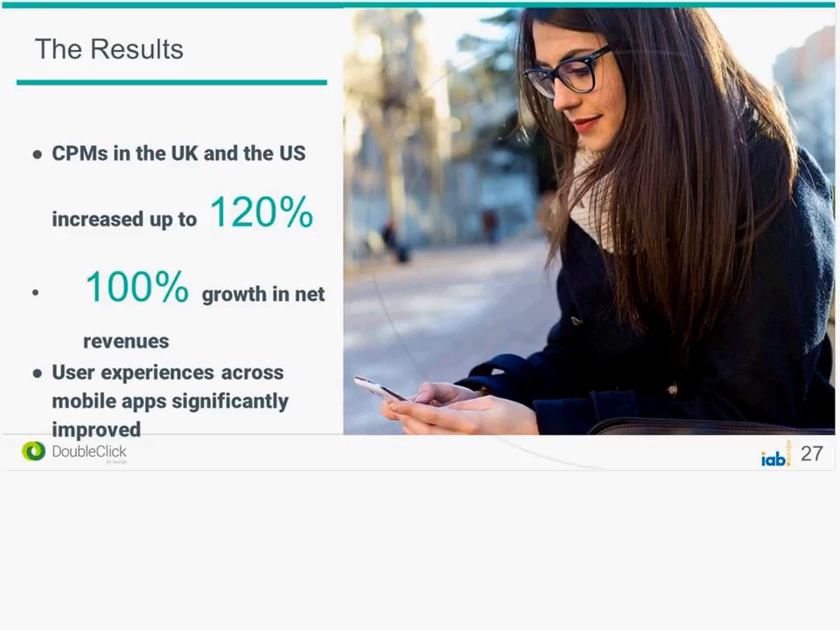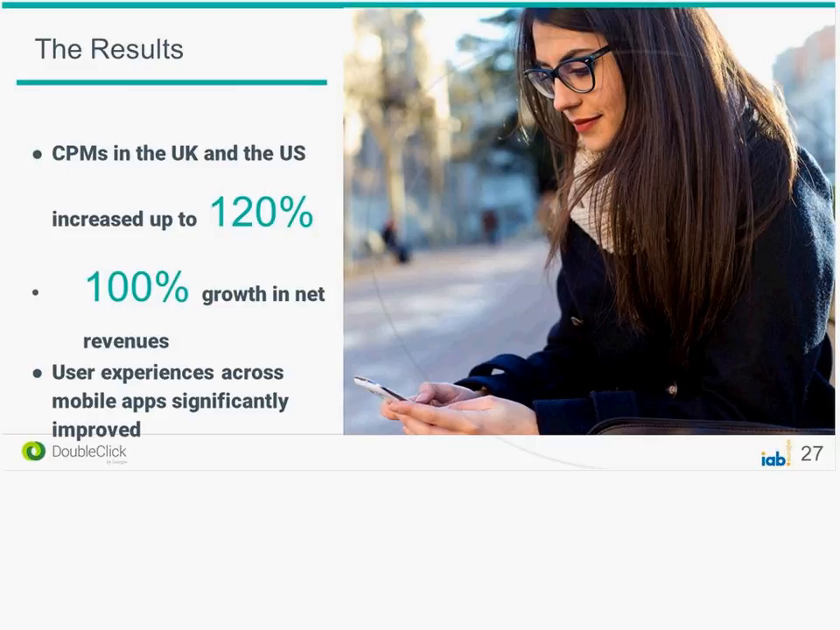Well, you ask then, what were the results? Trovit was very happy with the results. They were able to achieve 120% growth in their mobile CPMs in the UK and the US. Their overall net revenue across all markets where they adopted native ads was 100% growth, and it also helped them to improve their overall user experience.